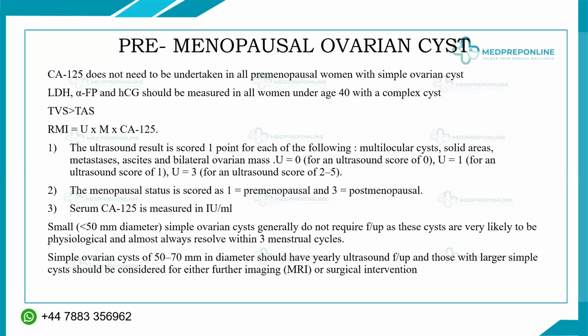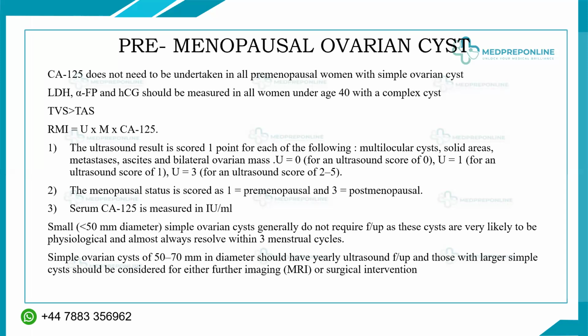It is 0 if there is no score. If it is 1, then you have a score of 1. And if you have 2 to 5 points, right? If you have, say, multilocular as well as presence of ascites, then the score will become 3. If you have multilocular as well as metastasis as well as bilateral, then the score again will become 3. Now, next you have a menopausal status. If it is premenopausal, the score is just 1. And if it is postmenopausal, it is scored as 3. Now, for serum CA125, whatever is the absolute measure, which is given in international units per milliliter.